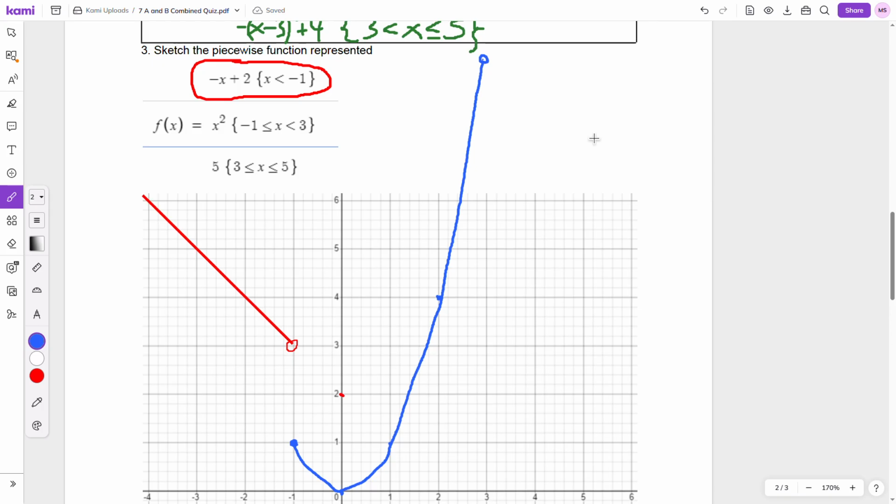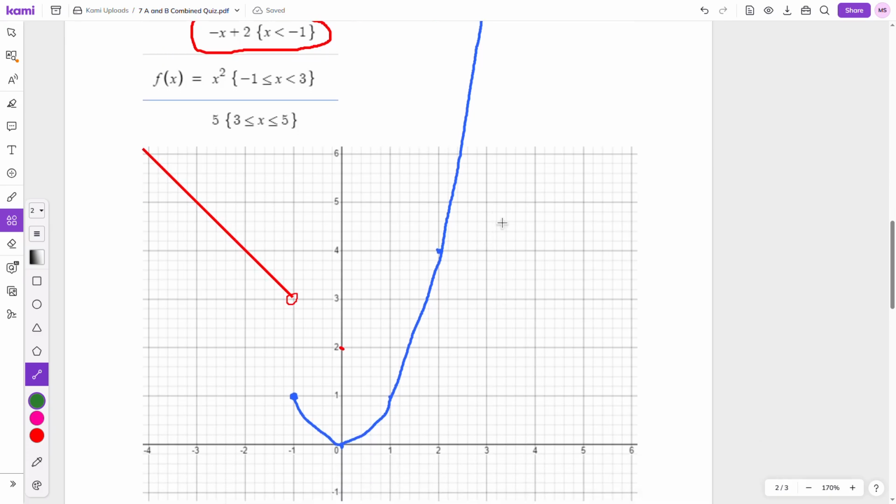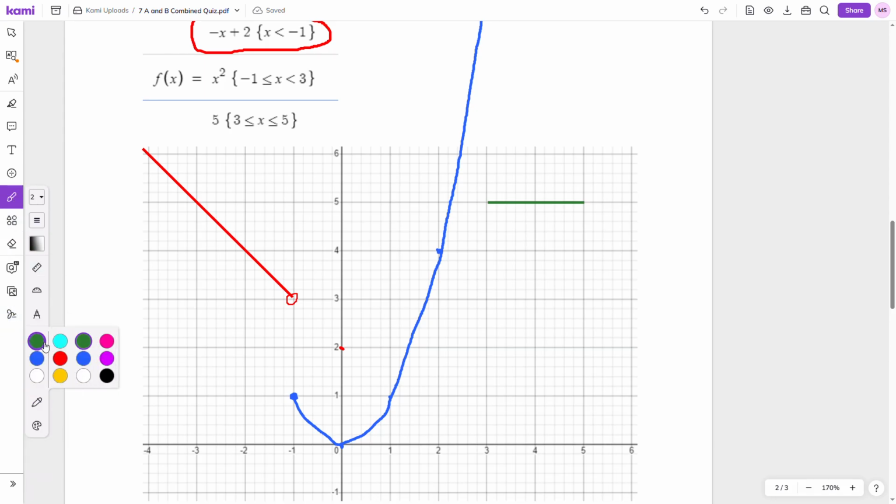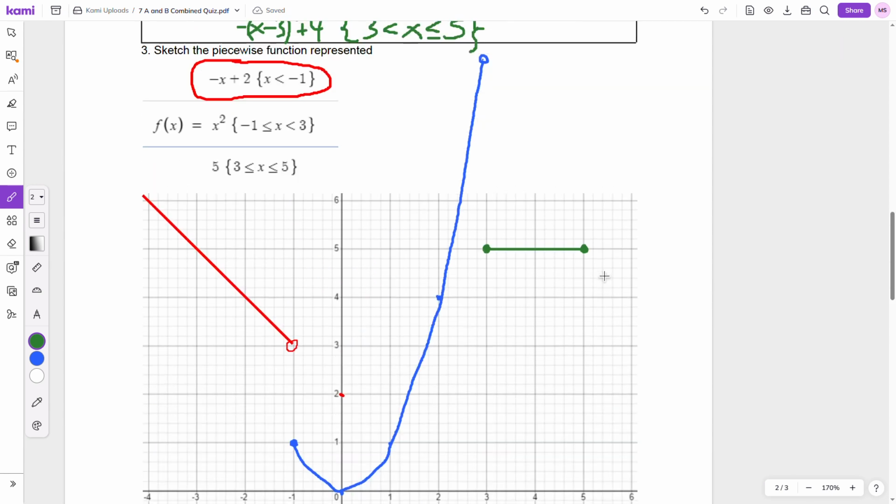Okay, good. Then from 3 to 5 inclusive, it's just a flat line. In fact, I'll just use this tool here. From 3 to 5, it's just like this. Can I get to 0? There we go. And we have to make sure we mark those dots at the end so that people know that those points are included. Okay, this point is included, and that point is included, and that's it. That's our function. That's the piecewise function.